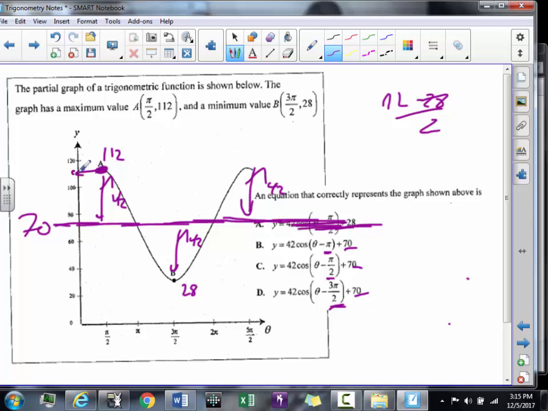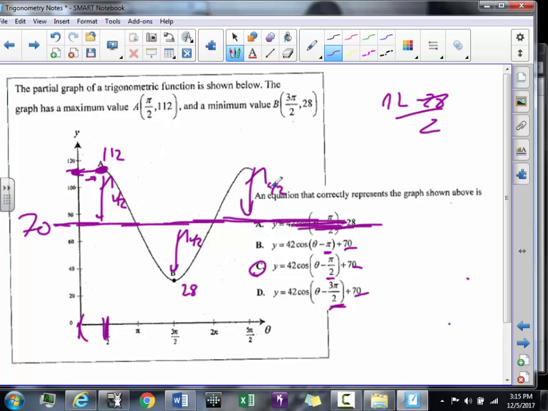It should have been over here. But can you guys see how it's been shifted over? How far was it shifted over? Pi over 2. So the answer was C. It should have started right here, but we slid it over pi over 2 units for the cosine graph.